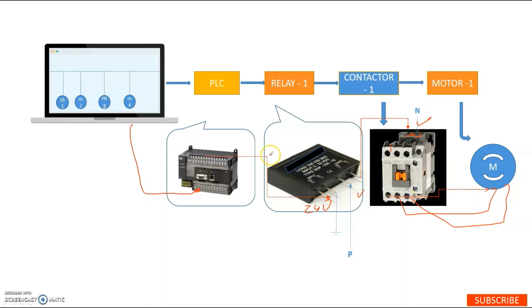Let me tell you once again. This computer will give command to the PLC. This PLC will send a 24 volt supply to this terminal of the relay, and as soon as this input gets supplied, this NO contact will become NC and the current will flow through this path, and it will energize the coil, which will further energize the contactor, and it can be connected to the load, which is the motor in our case. So this is how the automation part happens.